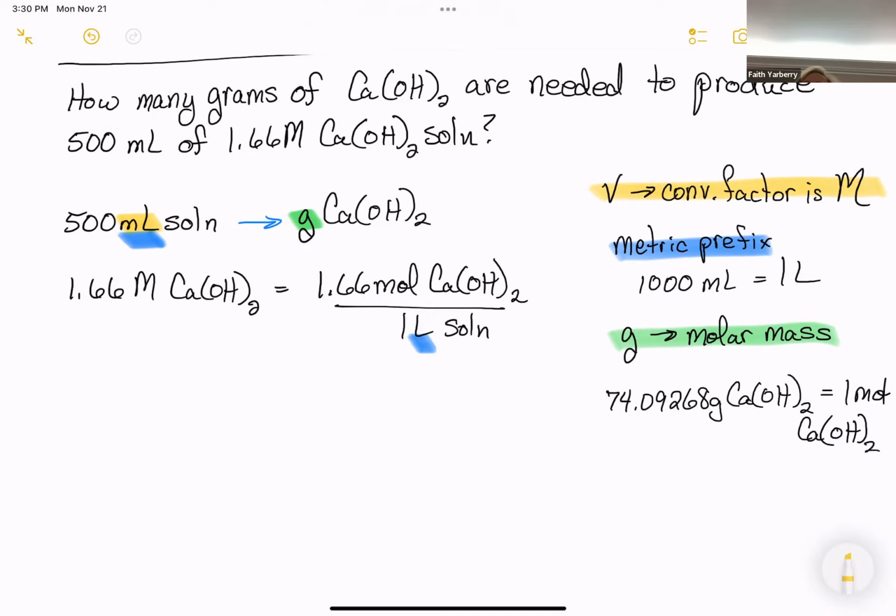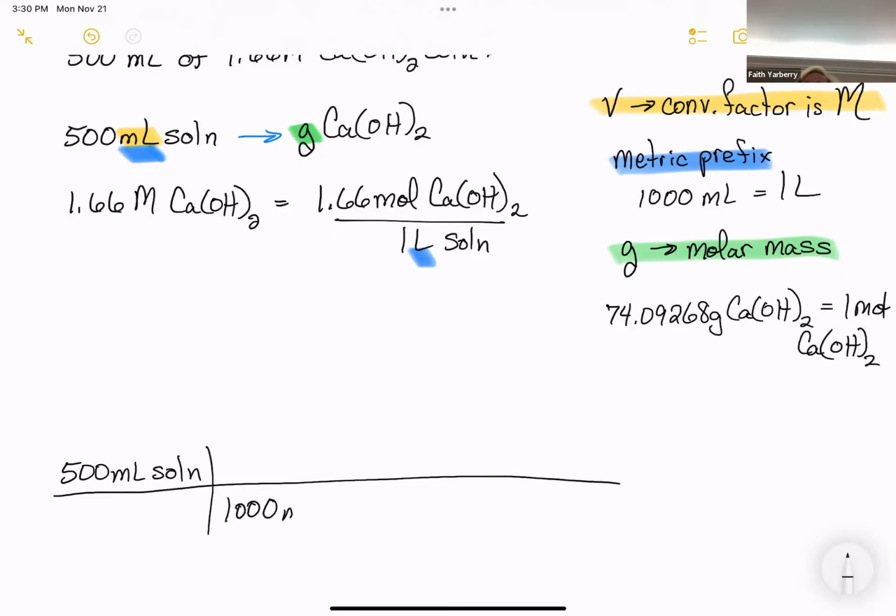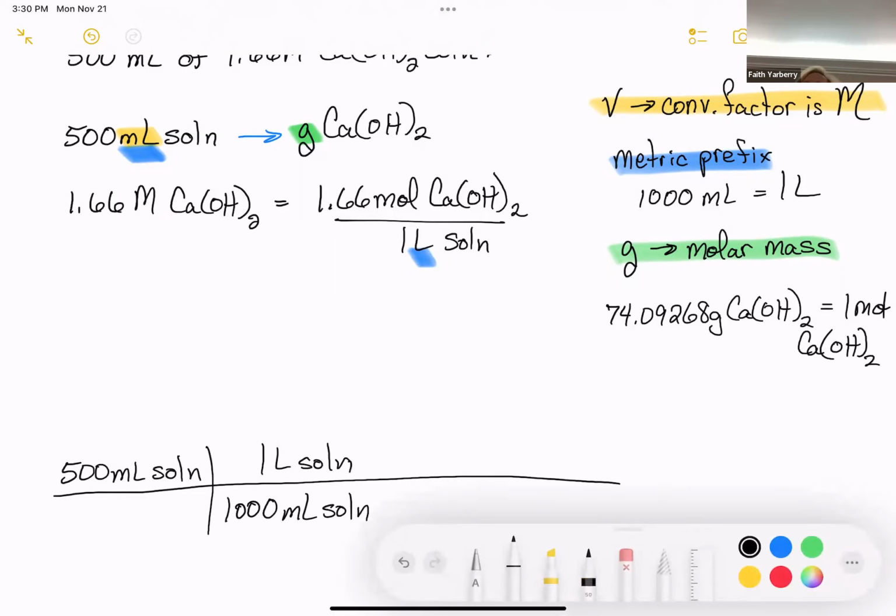Okay, so we're ready to begin this calculation. We'll start with the 500 milliliters of solution. We'll use our metric prefix conversion factor to get that from milliliters of solution into liters of solution. With the metric prefix conversion factor, the milliliters had to go in the denominator so that they would cancel. We now have liters of solution.